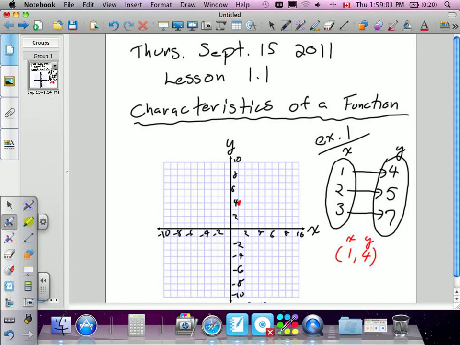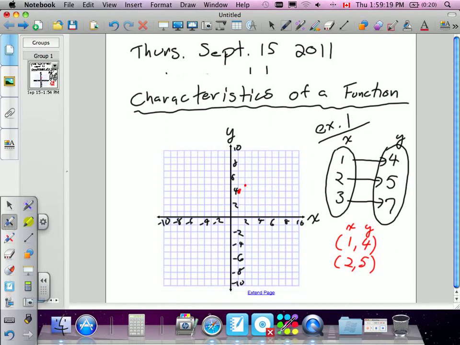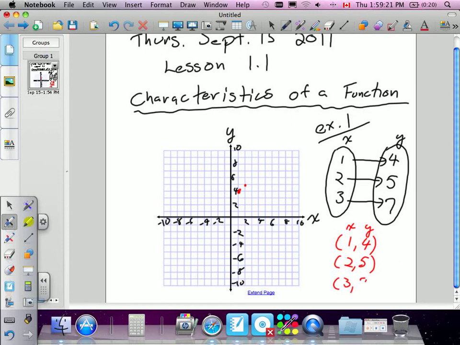The next point they're showing us is 2, 5. So a second point on this function here is 2 and the number 5. And finally, the third one they've given us is 3 and 7. So we look, x is 3, y is 7. Now, these represent specific points. I'm not connecting this. This isn't a continuous line at all. These are all just points.